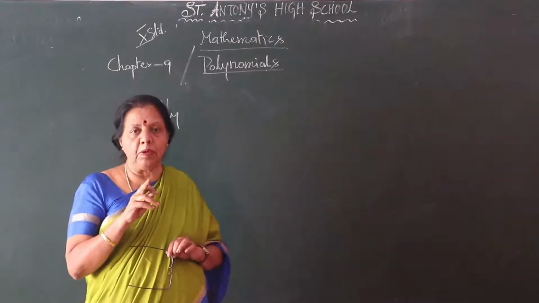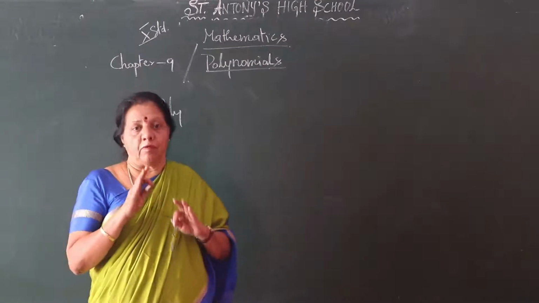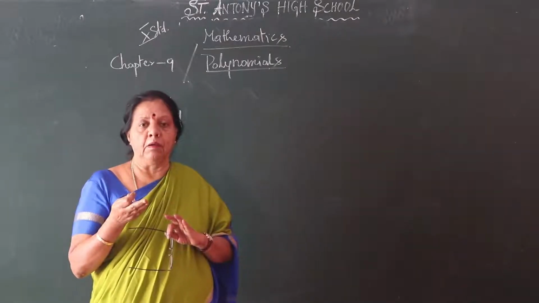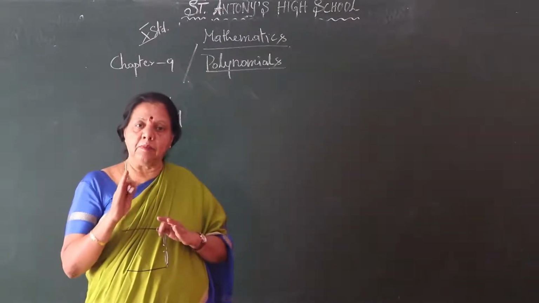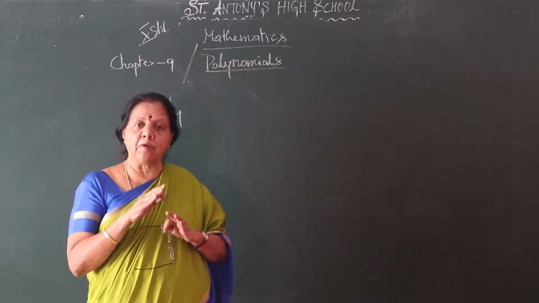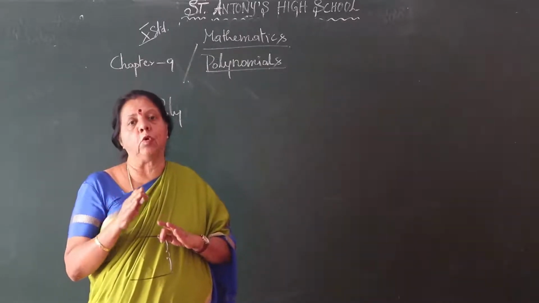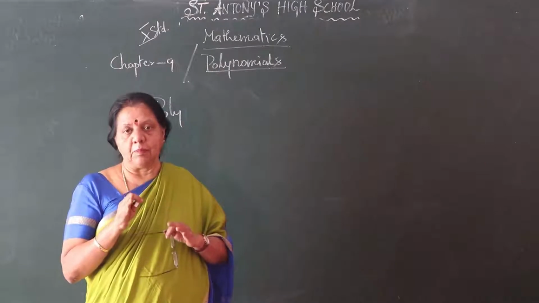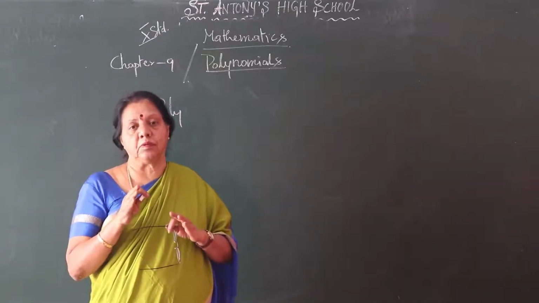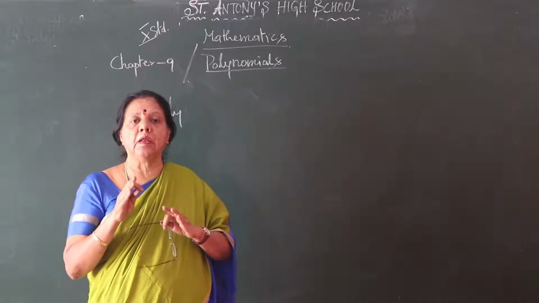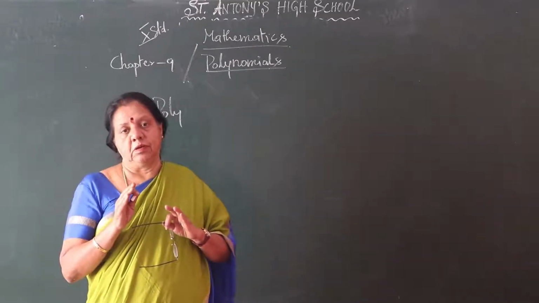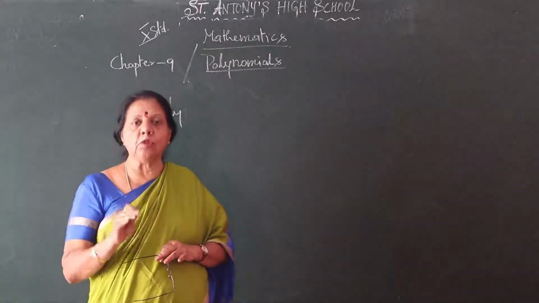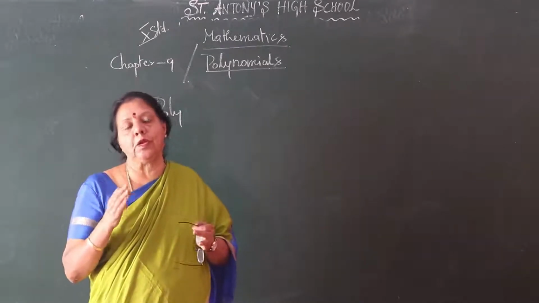Polygon: poly means number of, whatever you are joining, your terms maybe, sides maybe. Gon means side, poly means number of sides. Number-sided figures we call polygons. Here also in polynomial, poly means number of, and nomial means terms. Number of terms in each expression we call a polynomial. You must know the meaning, then only you can learn. Without meaning you cannot learn.